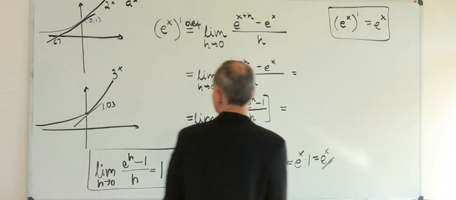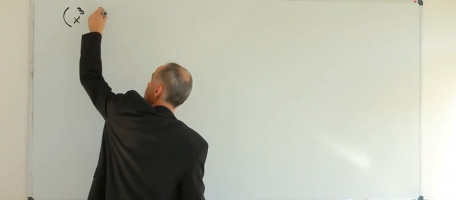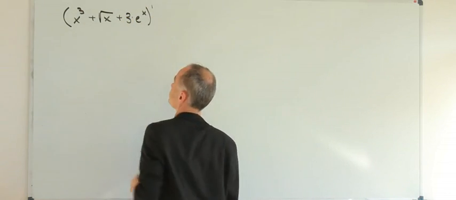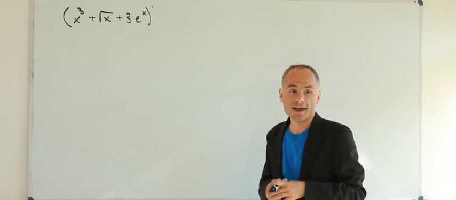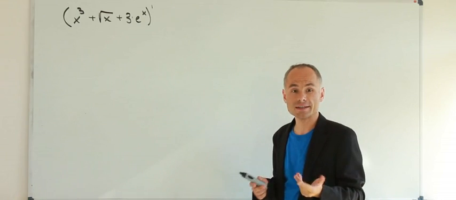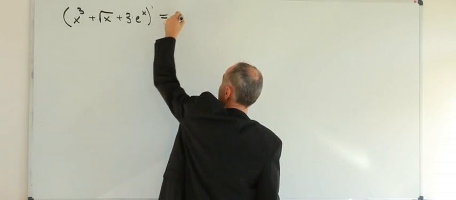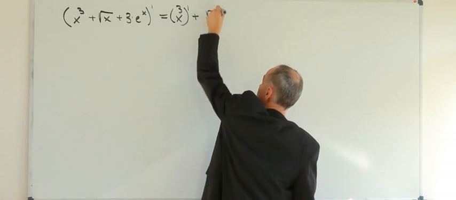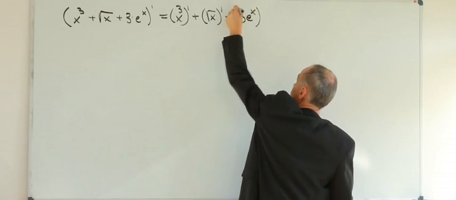Well, let's conclude the lecture with maybe one. Let's differentiate x to the third plus the square root of x plus 3 times e to the x. Well, first, what you see is the summation. So we can differentiate every term separately and add them up because we had the sum rule for the derivatives. So we get the derivative of x to the third plus the derivative of the square root of x plus the derivative of 3e to the x.